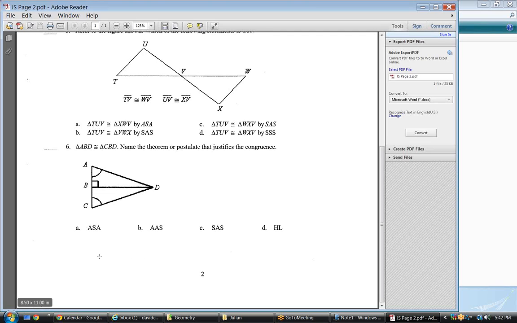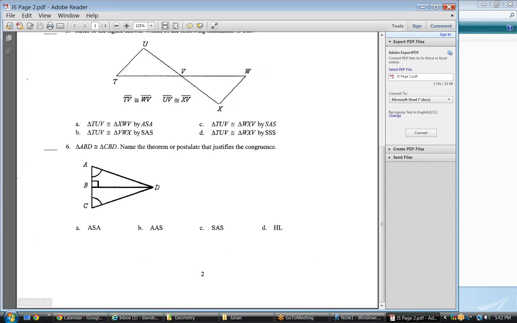In other words, whatever postulate you come up with, you got to be able to identify it in the order that it comes. Your first answer would actually have been correct, angle, side, angle, if they would have told us that AB is equal to BC, but they did not. You can't use that.